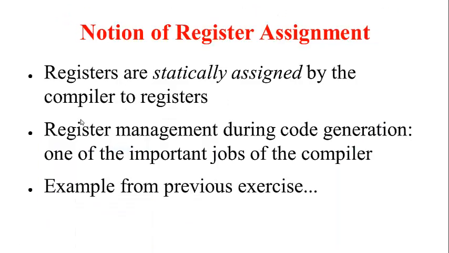Now in both these exercise examples we have seen there is a notion of register assignment. That is, variables in higher level language are statically assigned to specific registers in different portions of the code. This assignment is typically done by the compiler at the time of compilation. And this is one of the important jobs of the compiler. The compiler has to track as to which section of the code, which register is mapped to which variable of the higher level language code.